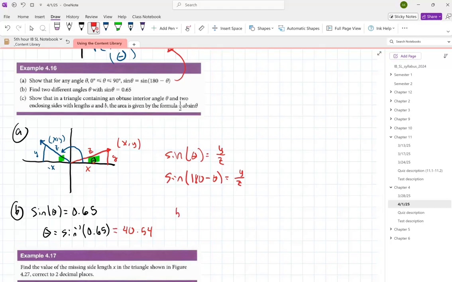And then I could do something as simple as, by part A, I know that its supplement would also equal the same thing, right?